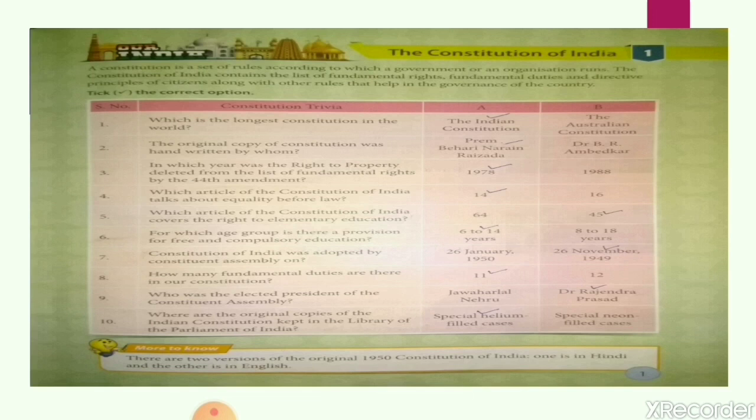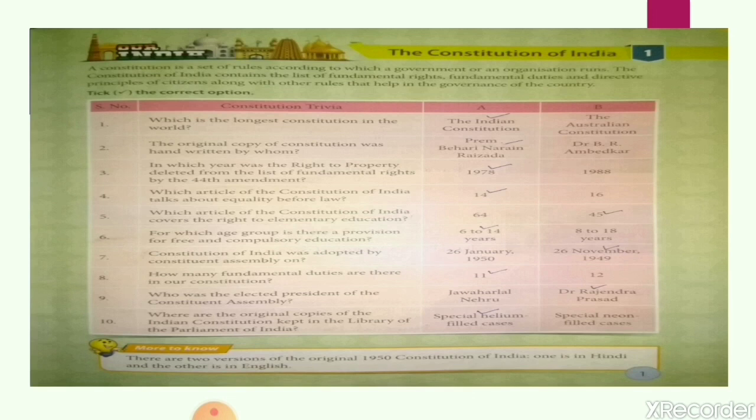So all we know, this is 6 to 14 years. It means the Constitution of India provides free and compulsory education to all children in the age group of 6 to 14 years as a fundamental right. Now the seventh question is, the Constitution of India was adopted by the Constituent Assembly on. So all we know, this is 26th of November 1949.